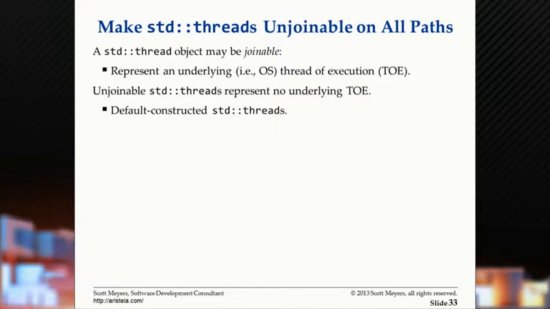An unjoinable thread does not correspond to any thread of execution. And there's a variety of ways you can get an unjoinable thread. For example, if you default construct a thread object, it's not running anything, it's not doing anything, there's no underlying thread. That is an unjoinable thread.